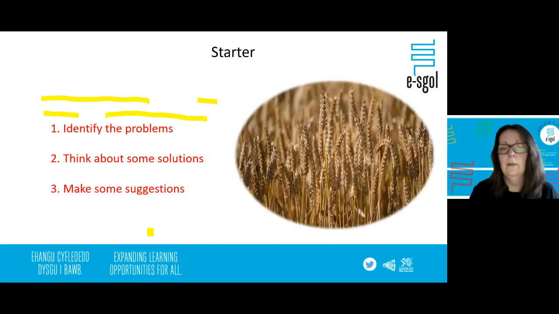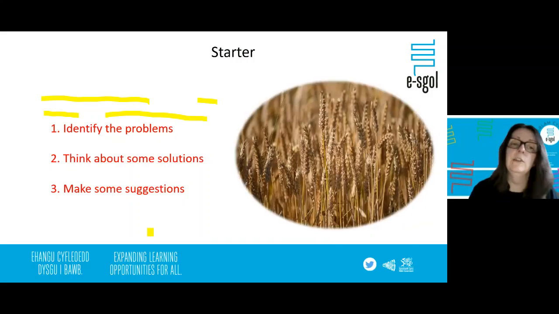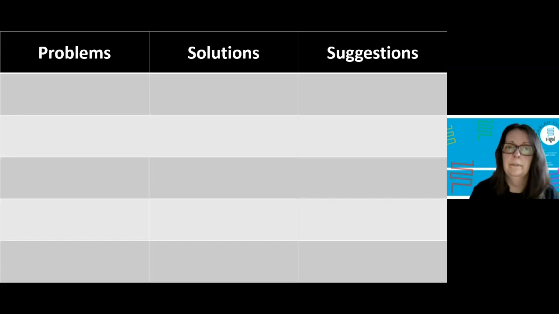So pause the film and have a look and think about what the potential problems are and what the solutions might be, and then think about what suggestions you could make. So pause the film and write down the potential problems that we've got from that particular scenario, what solutions you can think of, and also any suggestions that we might make.